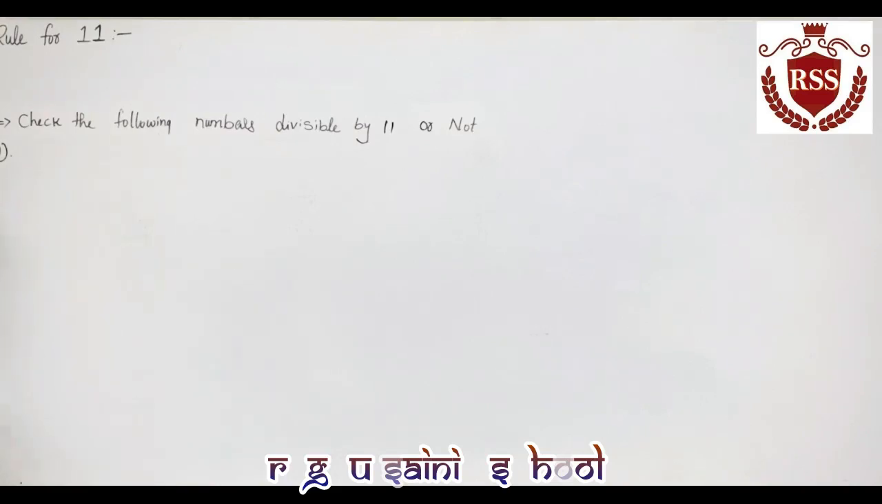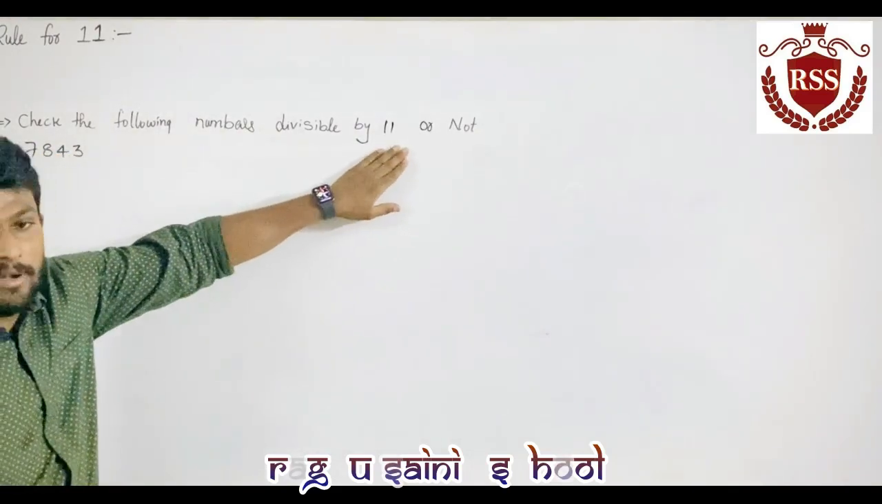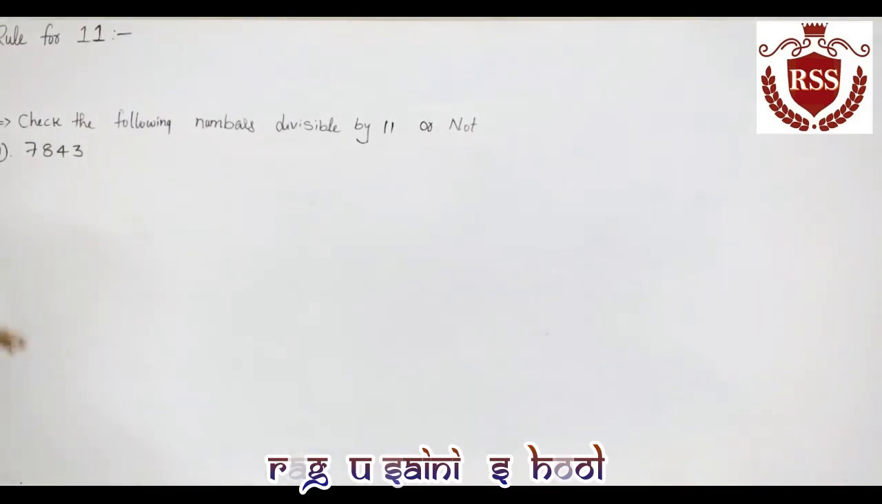I have a number, 7843. 7843 is the given number. We need to check whether this number is divisible by 11 or not. What is the given number?